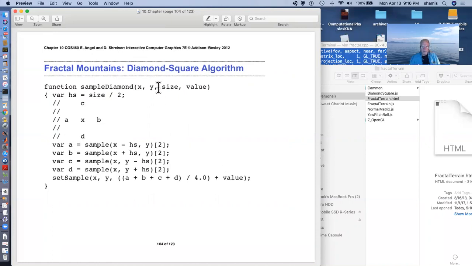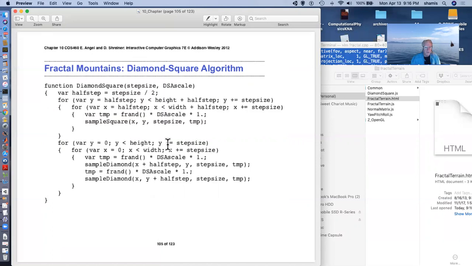The diamond algorithm works similarly. We have A, B, C, and D, and the point in the center here. And now A is going to be X minus half the width, half the size. Over here, B is going to be X plus half the width. And C and D are X, Y minus, and Y plus the half width. And again, we set the sample at A plus B plus C plus D divided by 4 plus the randomly selected value.